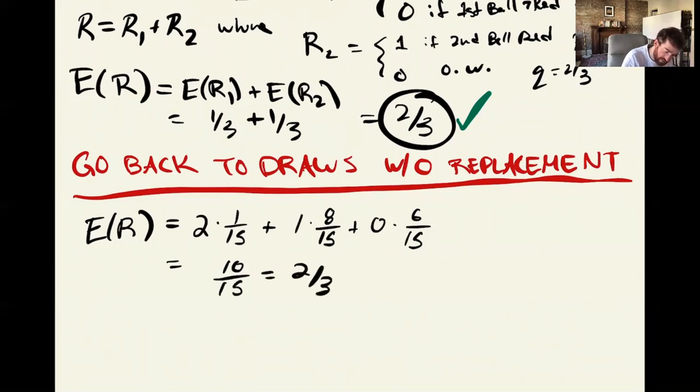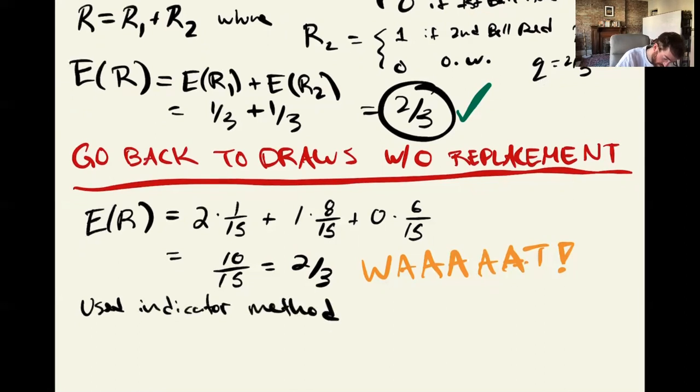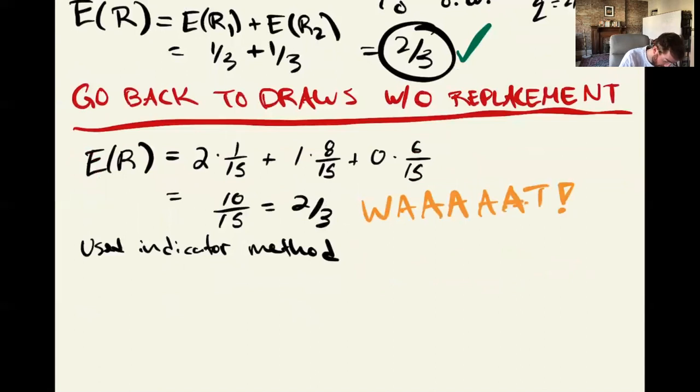And so I'm hoping you're kind of going, what? Somehow, even though these experiments are very different, it turns out that the expectation here is the same. And I claim that we can see this by also using the indicator method. So if we use the indicator method, what would we say? We'd say, all right, well, R equals R1 plus R2.